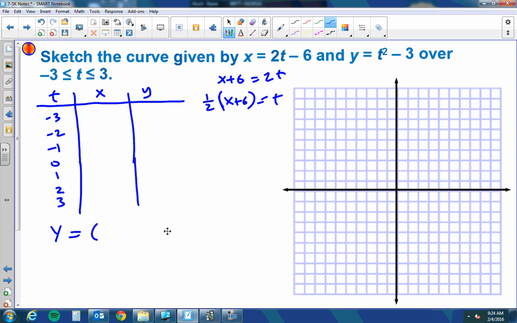And then I'll put this down here. I'm going to substitute that into the y equals equation. It says it's t squared minus 3, but t is this. So put the 1/2 parentheses x plus 6 there. Now here's the thing. When you go to square this, you can square each part.